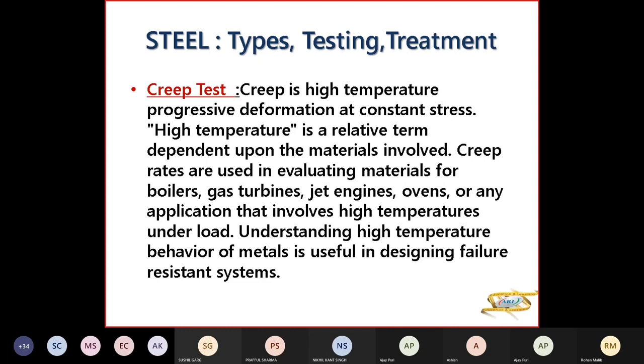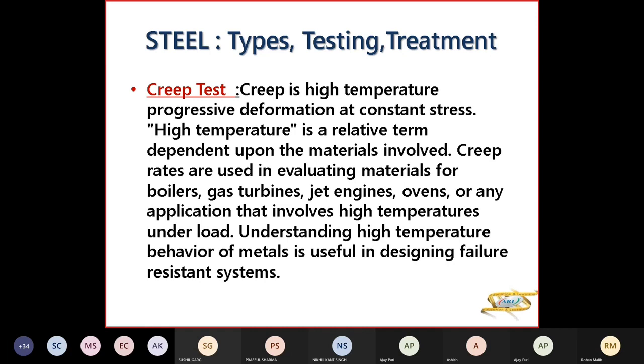at constant stress. So it is a relative term dependent on the material involved. Normally it is for the boilers which have got high pressure, high temperature gas turbines, jet engines of your aircrafts, ovens, and whatever application involves high temperature under load will have creep test, creep failure. So understanding this high temperature behavior for metals is very useful when you have to design a failure resistant system. So that's why you have to understand what is creep.